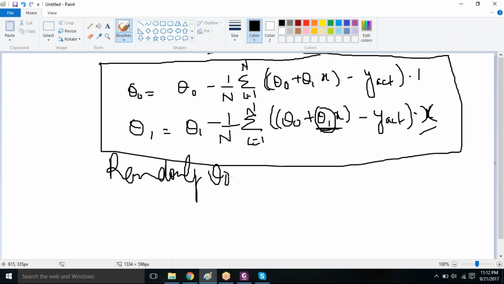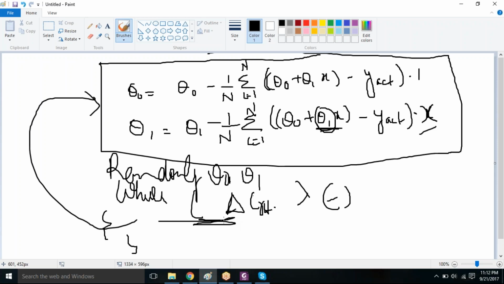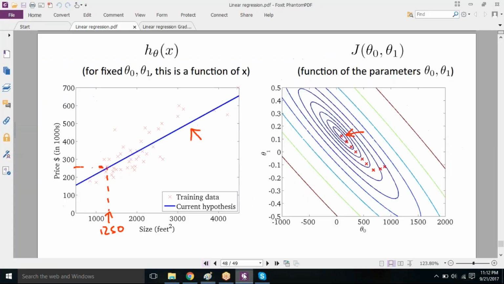Randomly take any theta naught and theta 1. Then while your delta cost, basically previous minus actual, is greater than some epsilon, go on using this formula for updating. And then check again delta C. Then again go and update. Then again check.